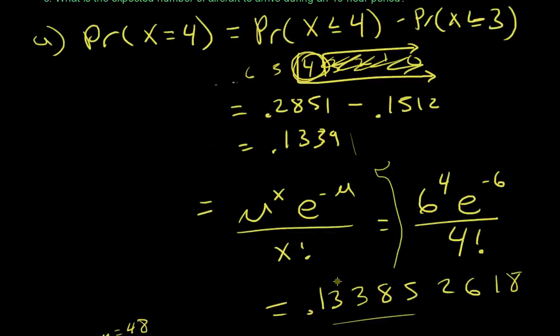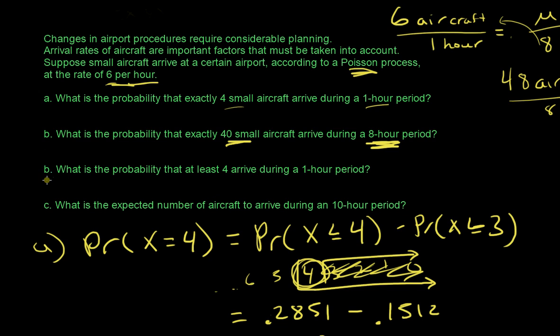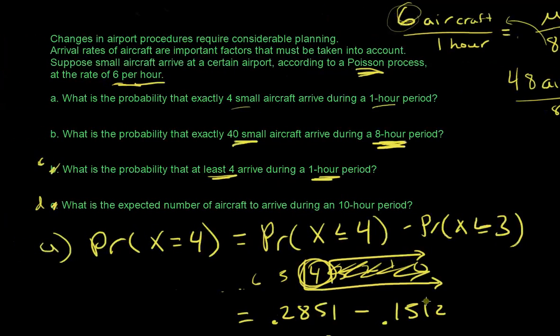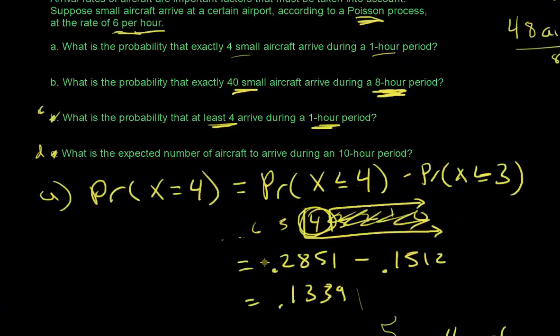Let's see. Okay, part C. Actually, I have 2 part B's. So let me change that to part C. Let's change this to part D. So what's the probability that at least 4 arrive in a 1 hour period? So 1 hour, again, now we're back to mu being equal to 6. So now mu equals 6 because we're back to the 1 hour period, but it still says at least 4, right?